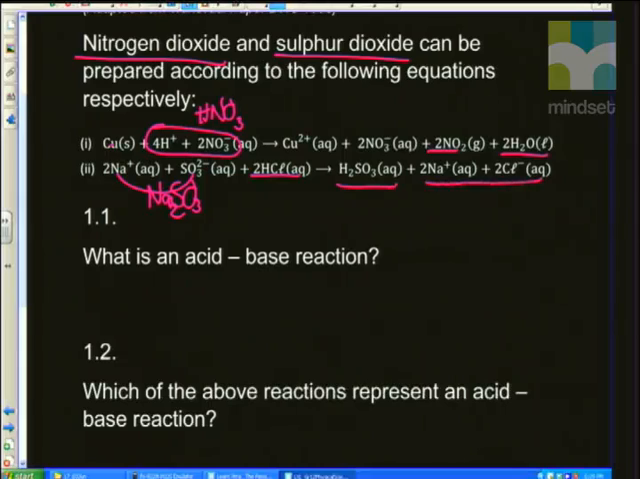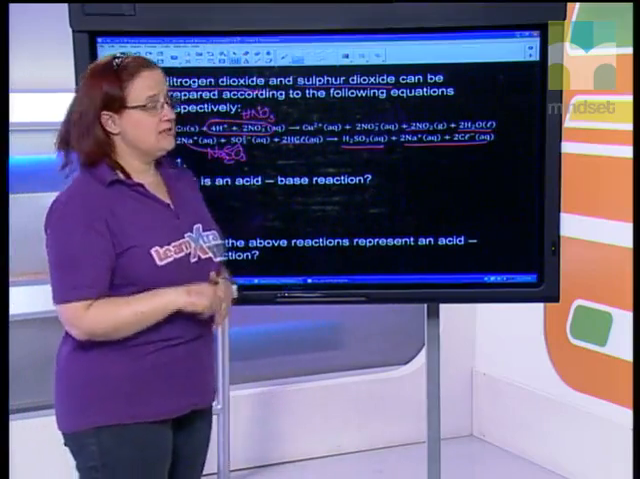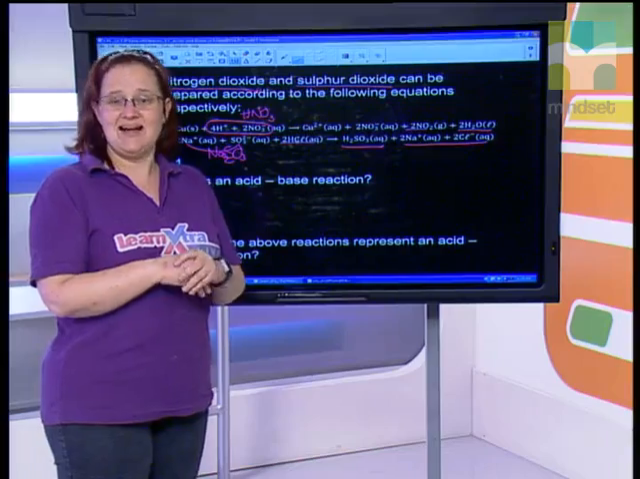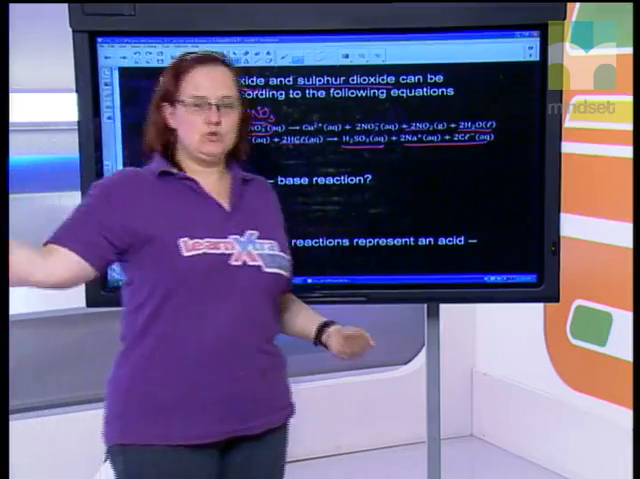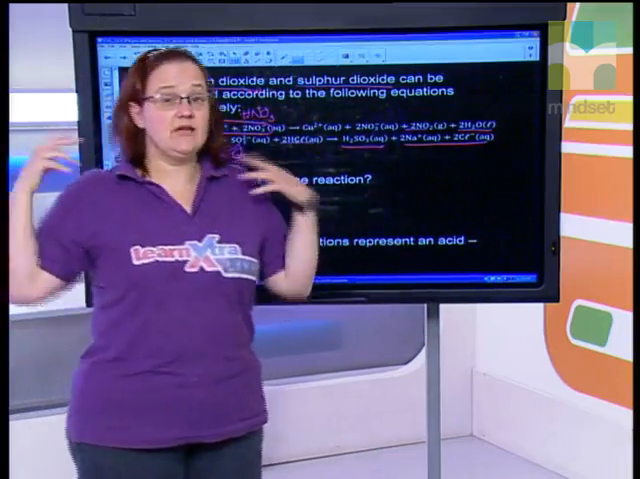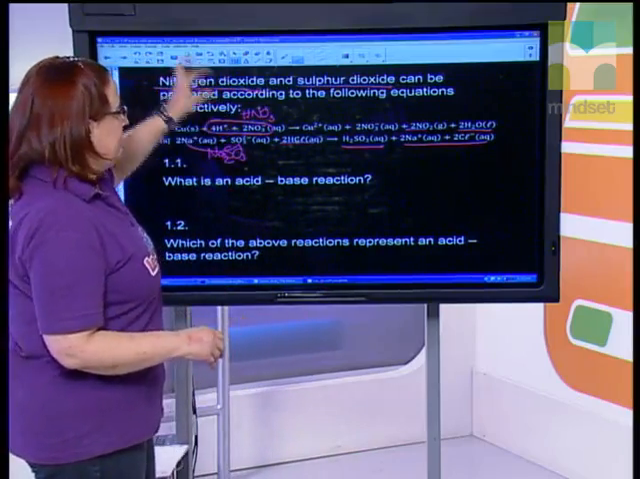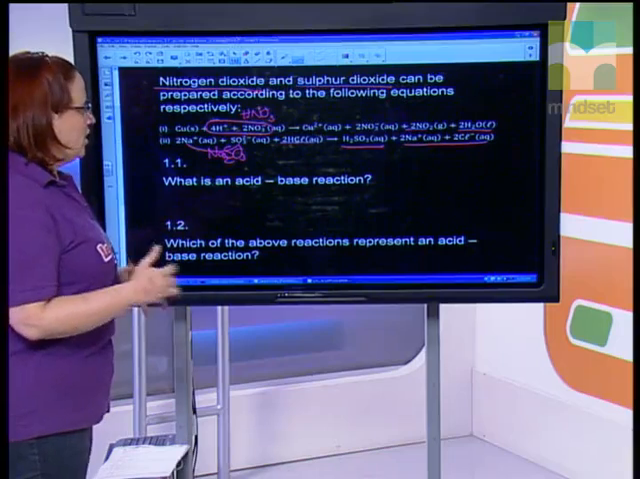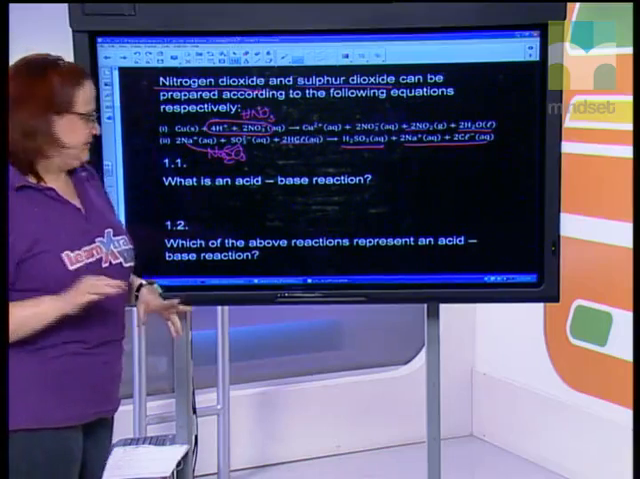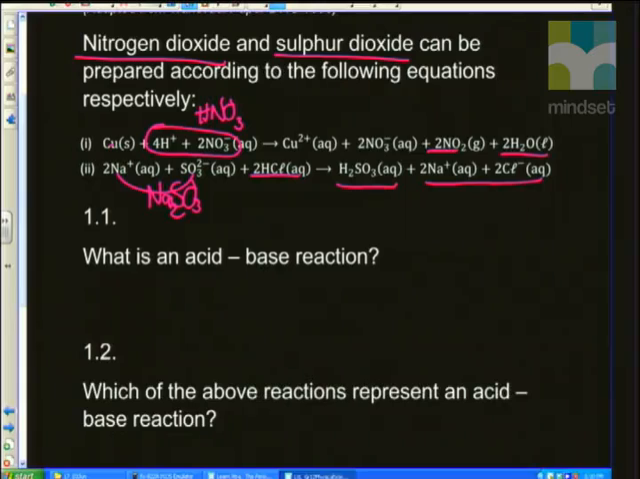Now they ask you, what is an acid-base reaction? Straight definition: an acid-base reaction is a reaction in which there's a transfer of H plus ions, or a reaction in which there's a transfer of protons from the acid to the base. That's what an acid-base reaction is. Transfer of protons. Now, I chose this very specifically because I needed you to see some things in terms of what's happening with a whole bunch of stuff. Now they ask you, which of these two reactions is an acid-base reaction?